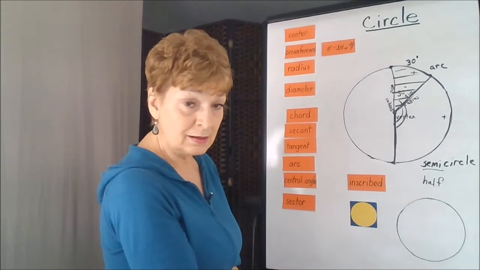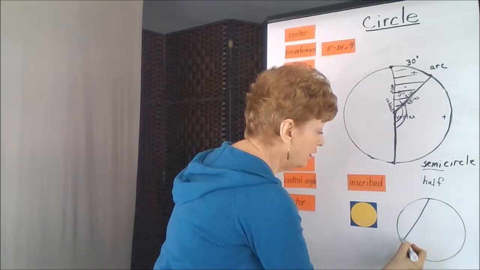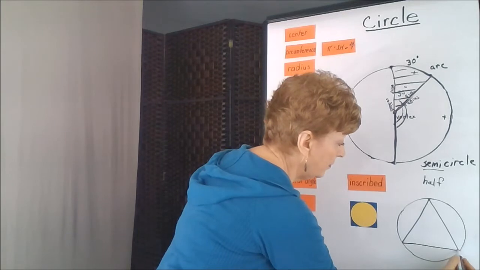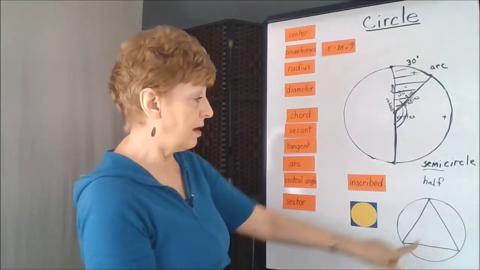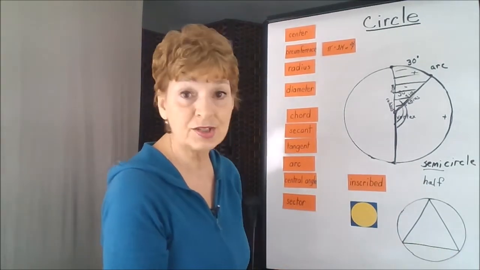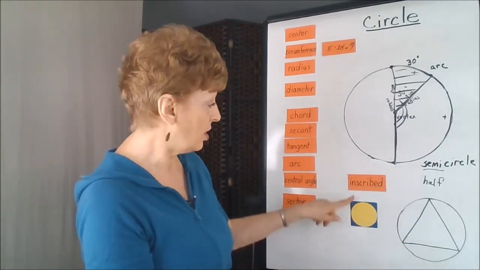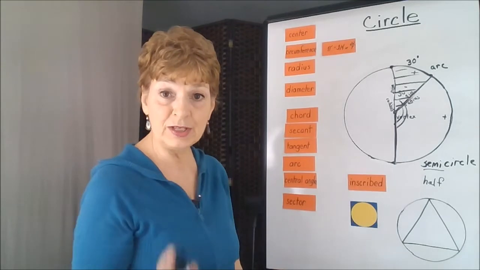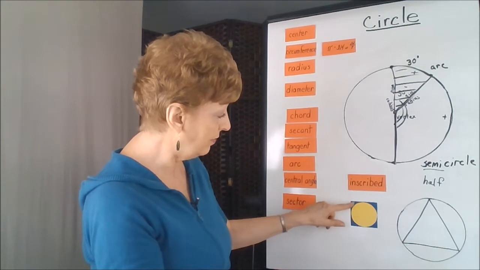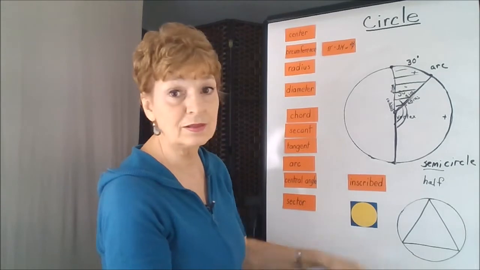You could have a triangle inscribed within a circle. Maybe we'd have this. But some of the points of the triangle would have to reach out and touch the circumference of that circle. So one shape is inside of another. That's called inscribed. Scribed means write, in, within. So we have a circle that's written inside of this square, and we have a triangle that is written inside of this circle, inscribed.